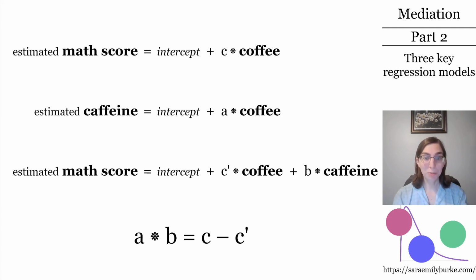The slope of coffee predicting caffeine times the slope of caffeine predicting math scores adjusting for coffee will be precisely equal to the slope of coffee predicting math score on its own minus the slope of coffee predicting math score adjusting for caffeine. Isn't that kind of amazing?